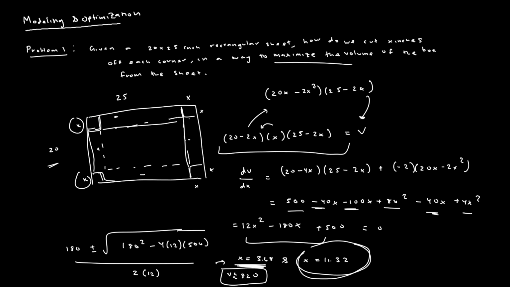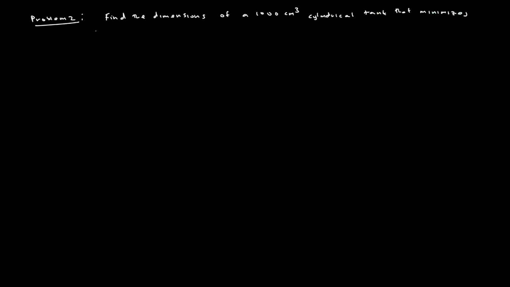So let's look at another problem, another optimization problem. And here, problem 2 asks, find the dimensions of a 1,000 centimeter cubed cylindrical tank that minimizes surface area.